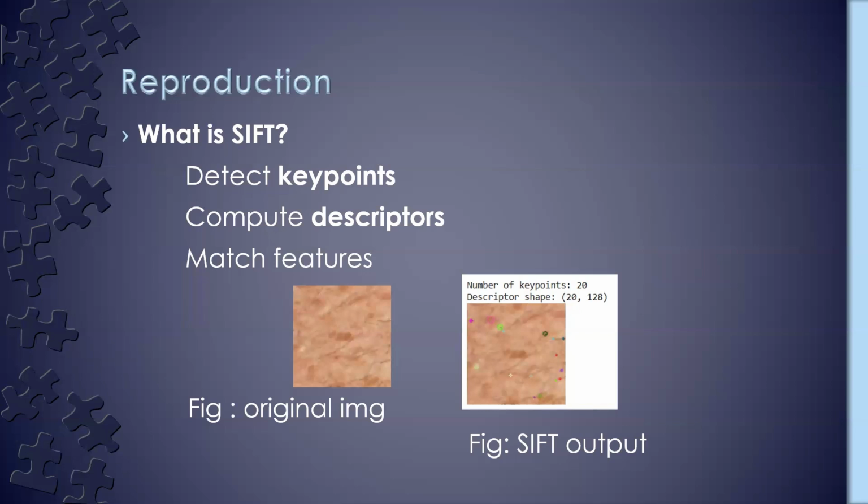For reproduction, I use the SIFT algorithm. SIFT is a computer vision technique used to detect key points in an image, compute descriptors, and match features between images. On the left side, we can see the original image. That means the image came from the dataset, and the right side is the output of the SIFT algorithm. Here the number of key points is 20 and the descriptor shape is 128.